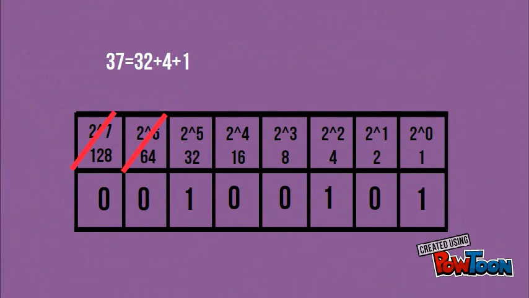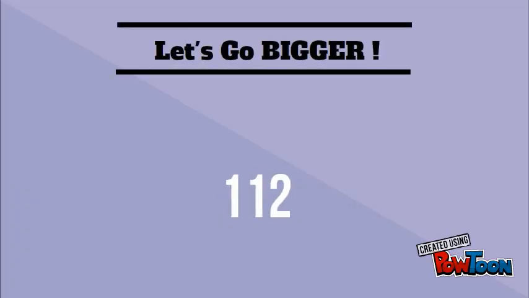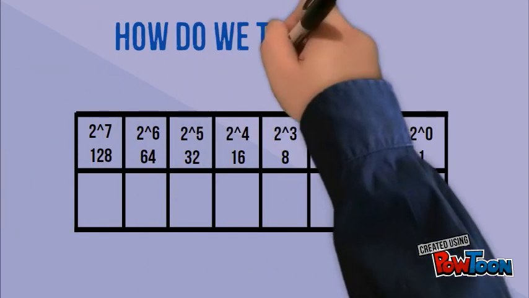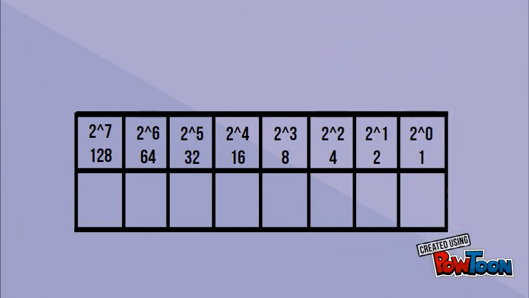Now, let's take a bigger number, for example, 112. I'll give you a moment to pause the video and try to figure it out by yourself. How do we tackle a big number? First, as we've established earlier, we'll put zeros in the places we won't be using, 128 in our case, since it's bigger than 112.